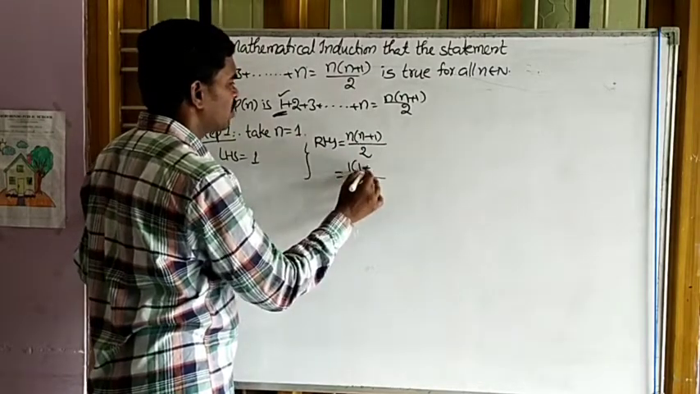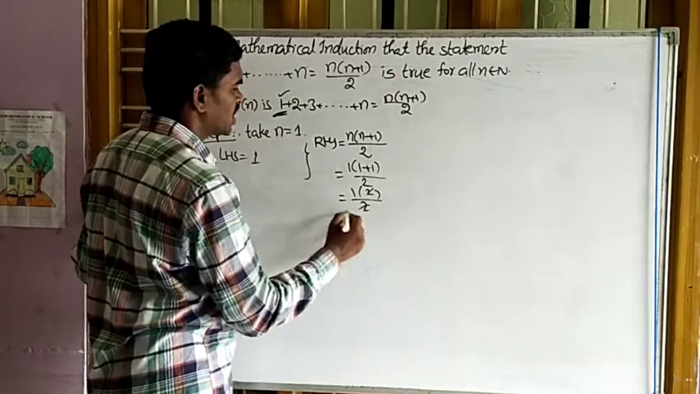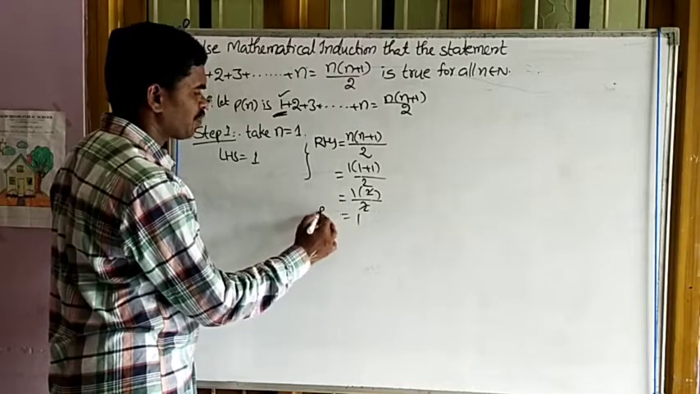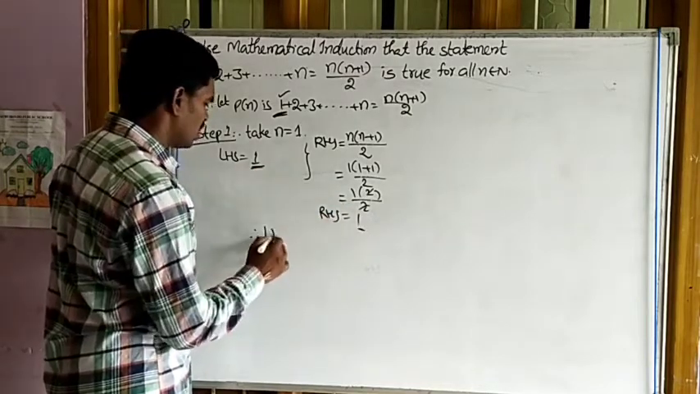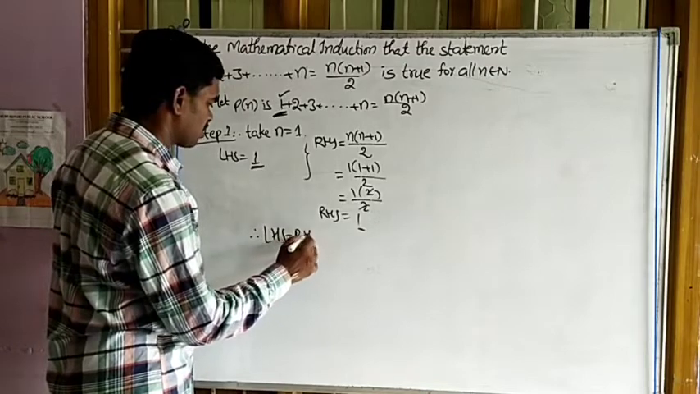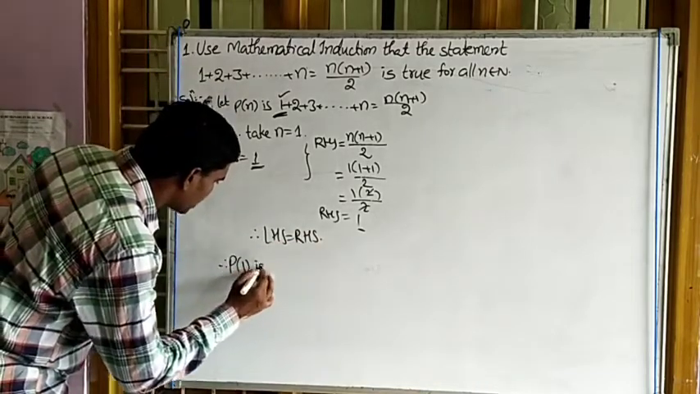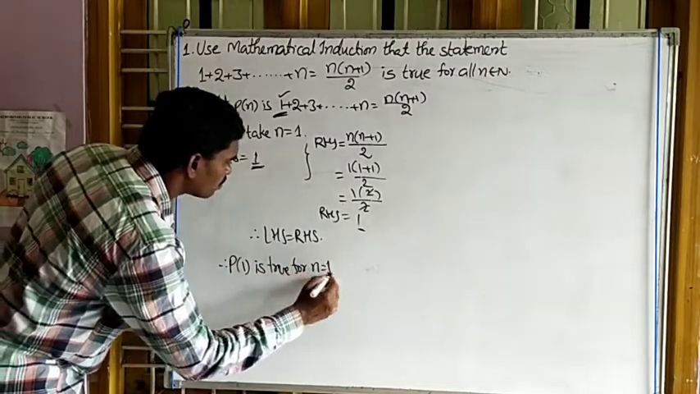So it becomes 1 into 1 plus 1 by 2. What is 1 plus 1? 2 by 2, the 2s cancel. How much are we getting? 1. LHS is the same, RHS is the same, both are the same. So LHS is equal to RHS. Therefore, P of 1 is true for n equal to 1.